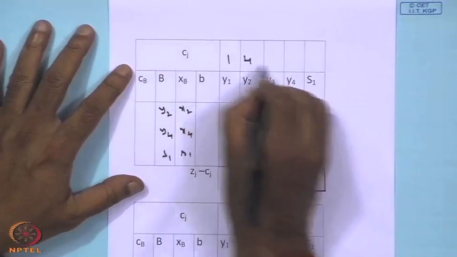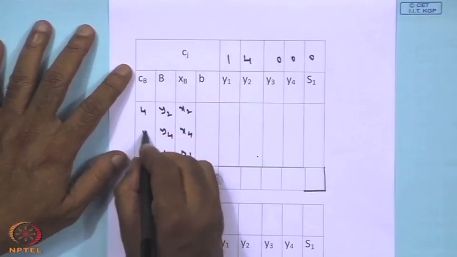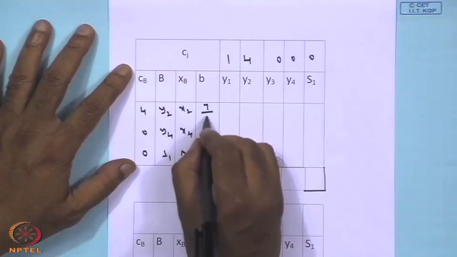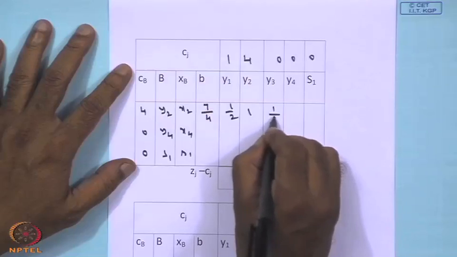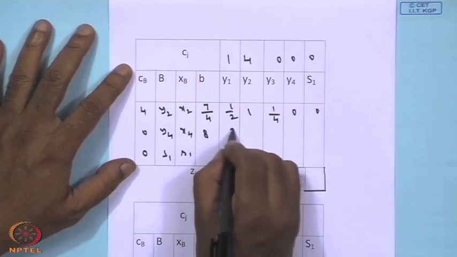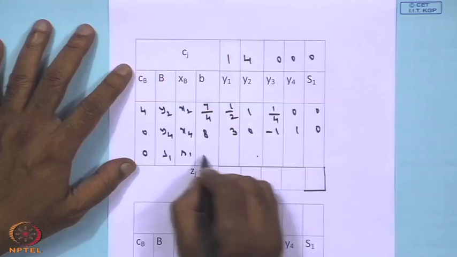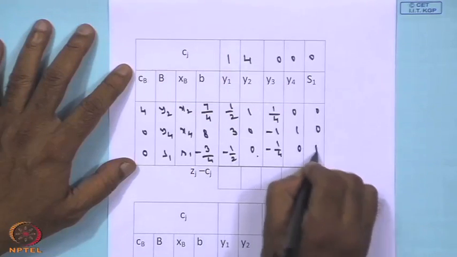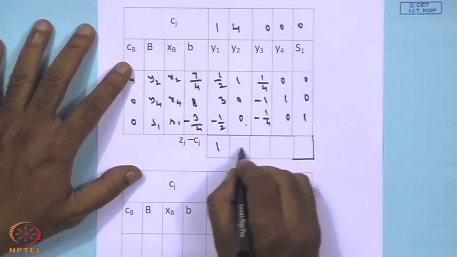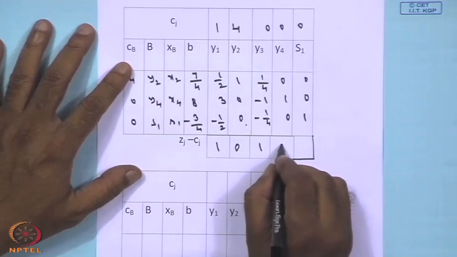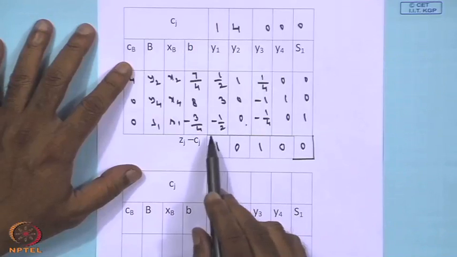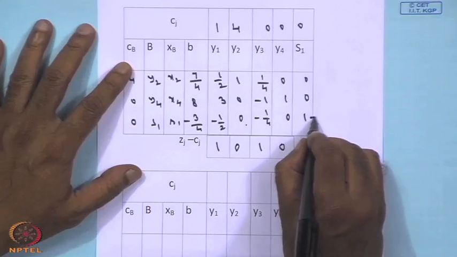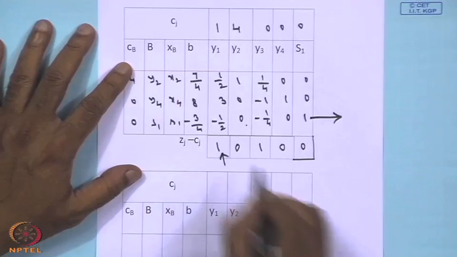Cj values are known to you: 1 4 0 0 0. So, for s1, as I have told, from the earlier optimal table the first two rows will remain the same. So, I am just writing 7 by 4, half, 1, 1 by 4, 0 and 0. This is 8, 3, 0, minus 1, 1, 0, then minus 3 by 4, minus half, 0, minus 1 by 4, 0 and 1. If you calculate the Zj minus Cj values, that is 1, 0, 1, 0, 0. Zj minus Cj is greater than or equal to 0, but you have a negative number here, s1. So, use the dual simplex method. The departing vector will be this, the entering vector will be this one.